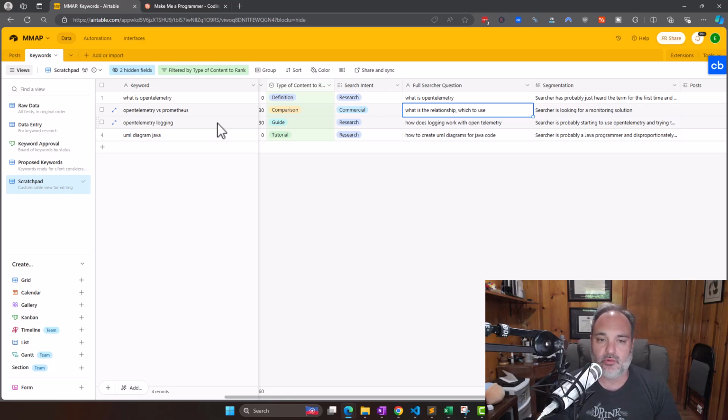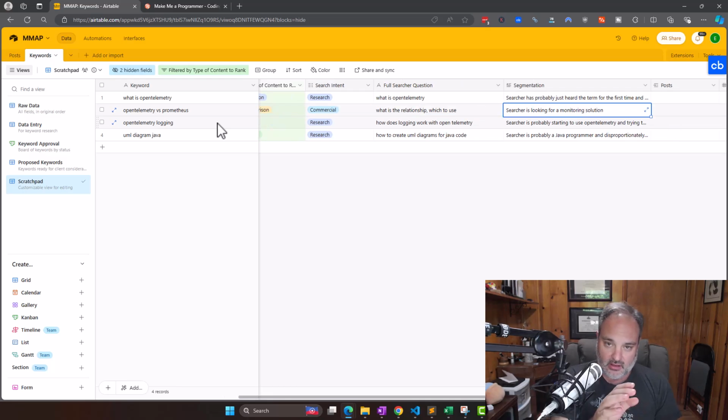And so generally what you're going to do for keywords like that is create something that is more or less a comparison of those keywords as a piece of content. So the full searcher question informs the kind of content that you want to create. It also informs the last thing that we capture here as part of our briefing process, which is segmentation. And segmentation in this framework is basically, what can I infer about the sort of person that would ask this question? And this can really run the gamut.